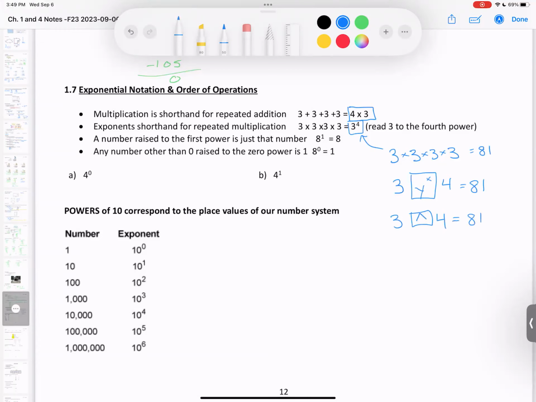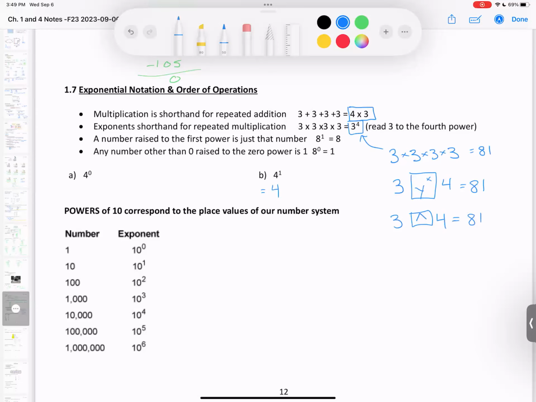Okay. A few rules for you. So if you have a number raised to the first power, let's do that in example B here. We've got 4 to the power of 1. Well, that's saying take the big number 4 and multiply it by itself 1 time. So that's just going to give us 4. So any number to the power of 1 is just that number.